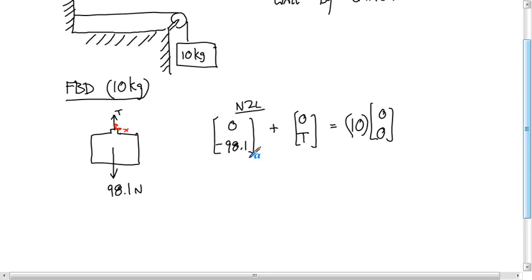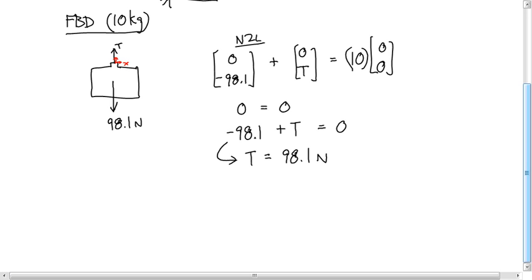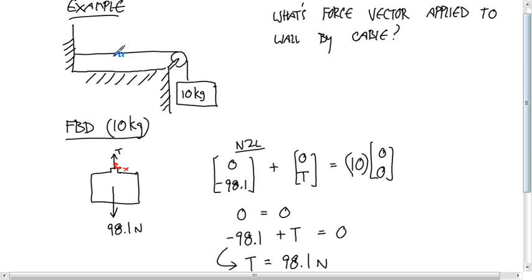And so we get two equations. The x equation says 0 equals 0, so that doesn't do us any good. The second equation says negative 98.1 plus T is equal to 0. So T is equal to 98.1. Now that we've figured out the tension in the cable, we know the magnitude of the force that the cable's applying to the wall. We just have to figure out the direction so that we can express it as a force vector.